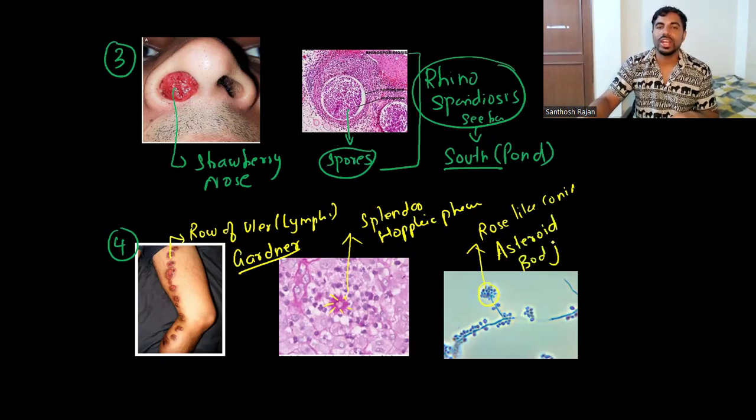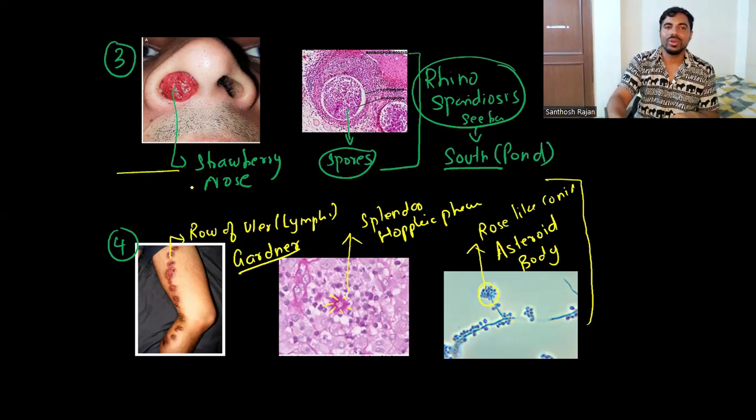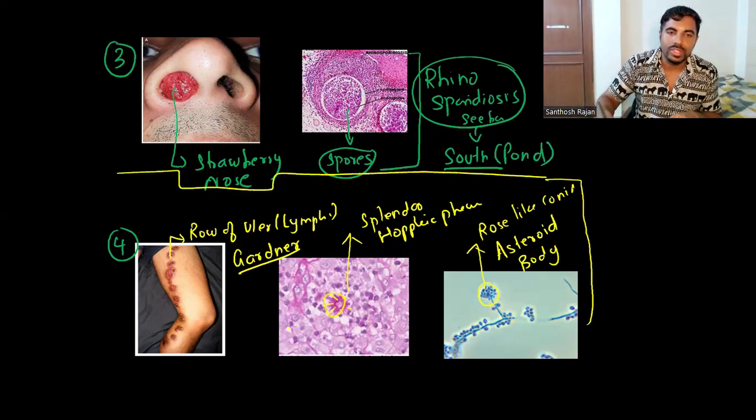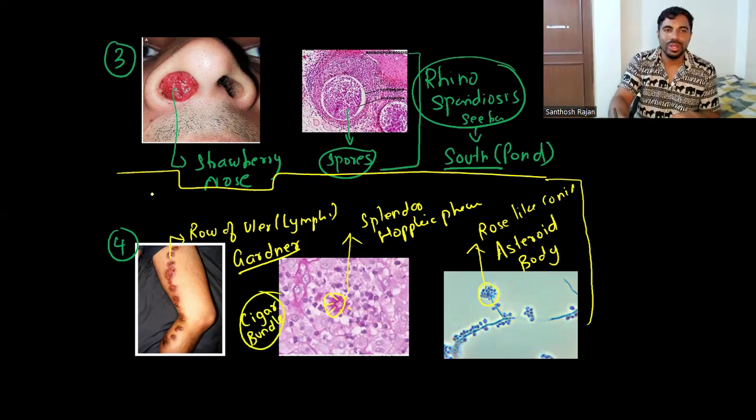So when this one comes, what is the thing you're going to think? I know that you already thought it is gardener. And yes, I forgot this also, sometimes called cigar bundle appearance. So these all are going towards what? Sporothrix schenckii. So dimorphic fungi also, and it is a subcutaneous fungi.